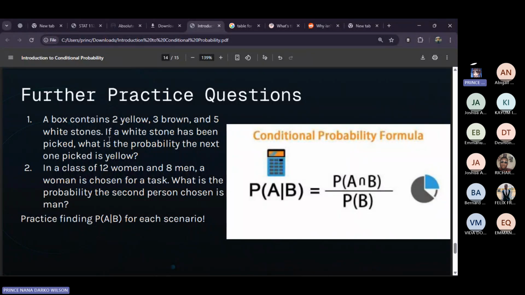So there are 2 yellow, 3 brown, 5 white stones. A white stone has been picked out of the bag. It has not been replaced. What's the probability that the next one is yellow?